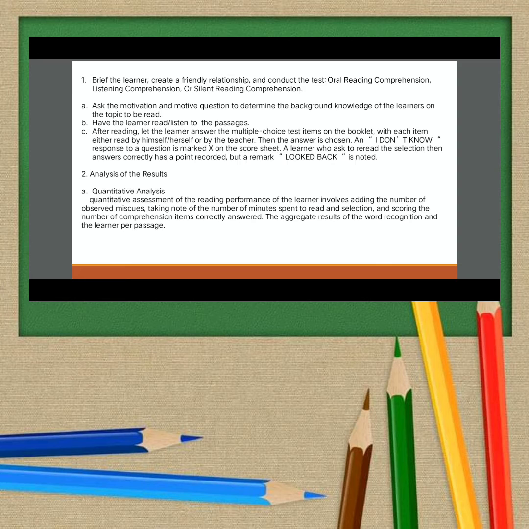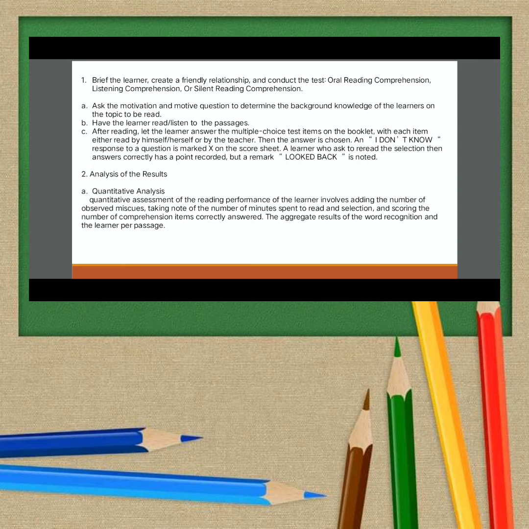And C. After reading, let the learner answer the multiple choice test items on the booklet, with each item either read by himself or herself or by the teacher. Then the answer is chosen. An "I don't know" response to a question is marked X on the score sheet. A learner who asks to reread the selection and then answers correctly has a point recorded, but a remark "look back" is noted. Number 2. Analysis of the results.